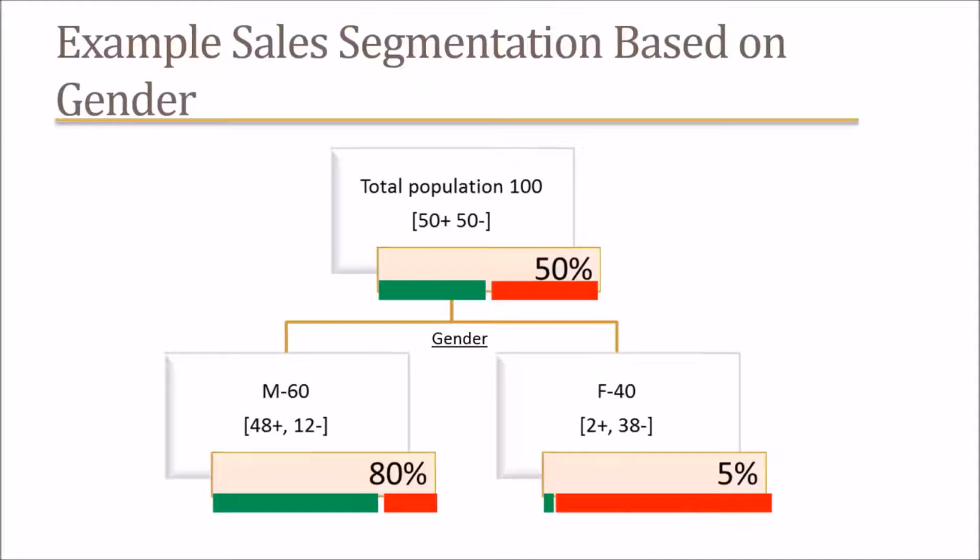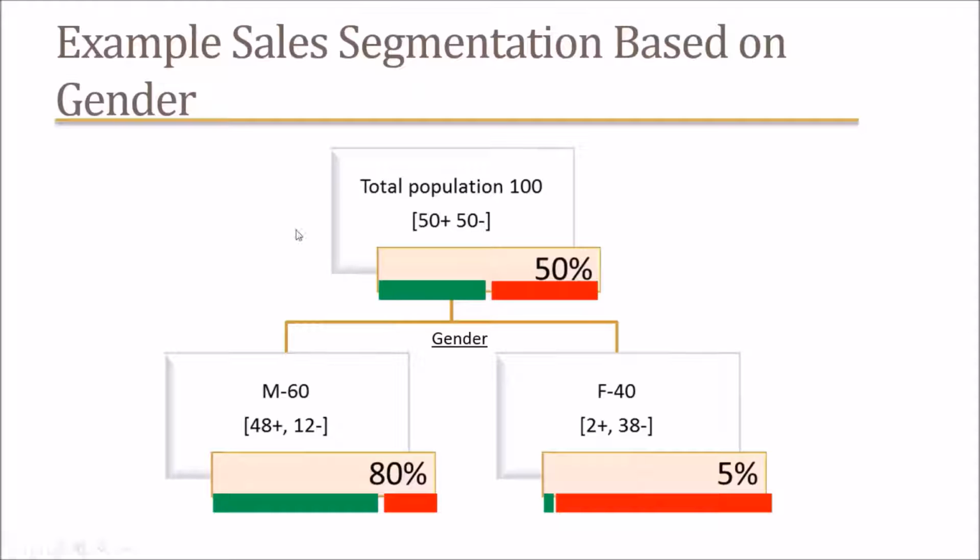So here is an example. The whole population has 100 customers. Out of them, some are male, some are female. There are 60 male customers, 40 female customers. Within the 60 male customers, 48 are buying, only 12 are not buying. Within female customers, only two are buying, 38 are not buying.